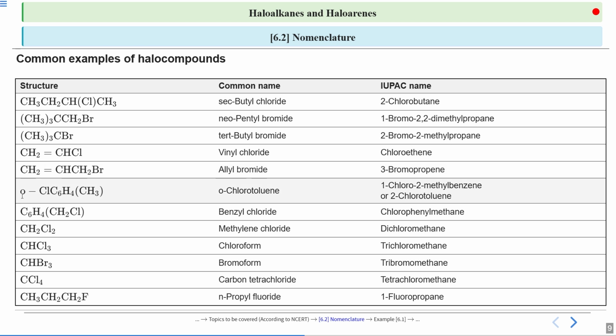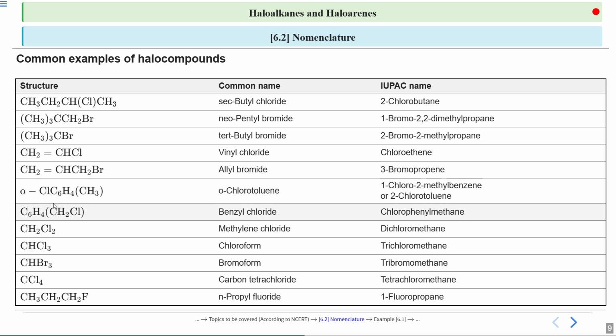Next is o-ClC6H4CH3. C6H4 is for the aromatic ring, and CH3 means one substituent on the aromatic ring is methyl at the first position, and chlorine is at the ortho position, right? So we call its common name ortho-chlorotoluene, and the IUPAC name is 1-chloro-2-methylbenzene or 2-chlorotoluene.